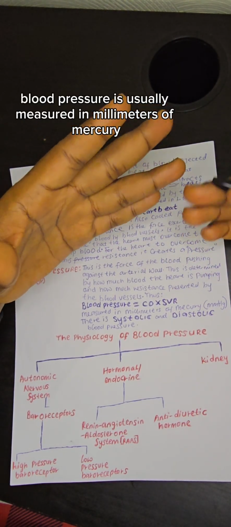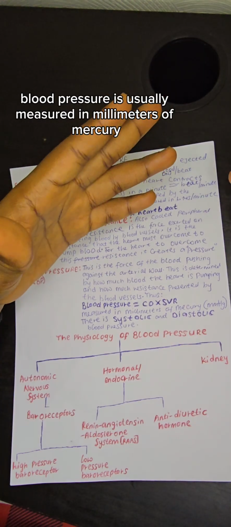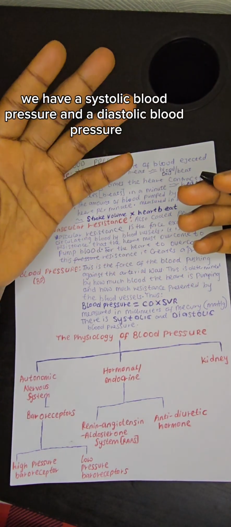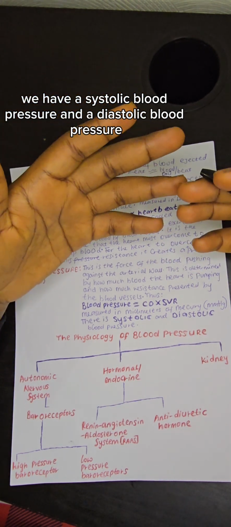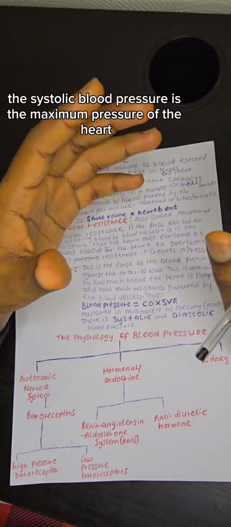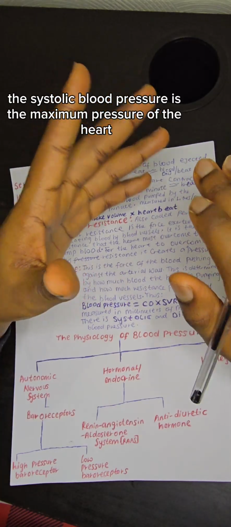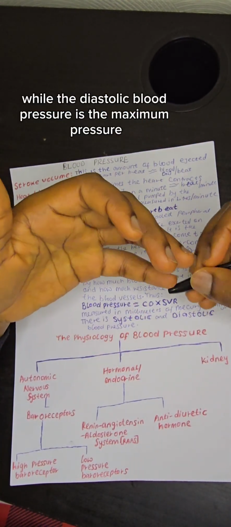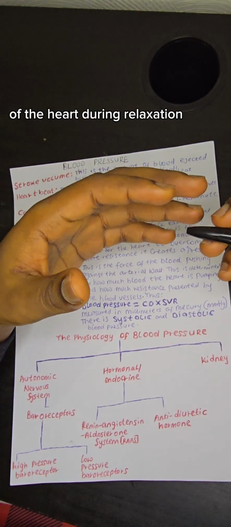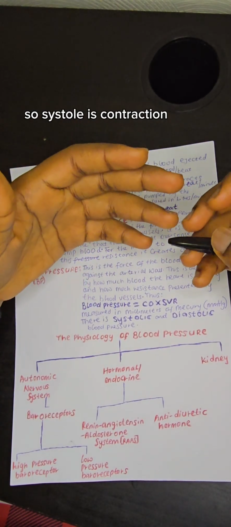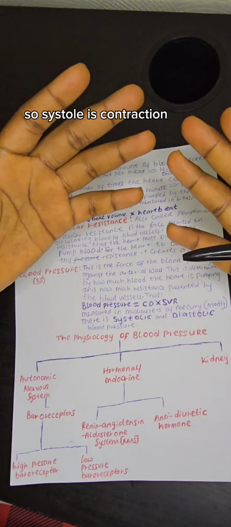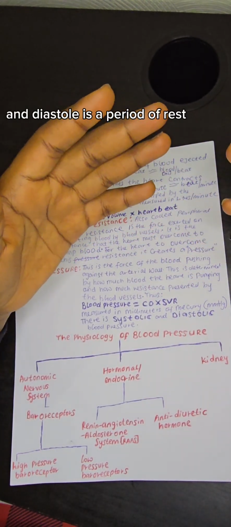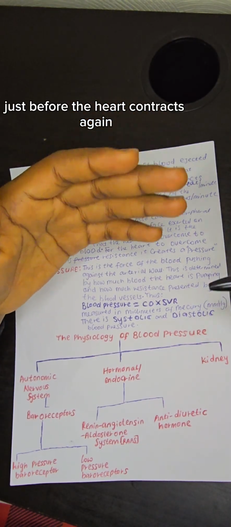Blood pressure is usually measured in millimeters of mercury, and it's measured with a sphygmomanometer. We have a systolic blood pressure and a diastolic blood pressure. The systolic blood pressure is the maximum pressure of the heart during contraction, while the diastolic blood pressure is the minimum pressure of the heart during relaxation. So systole is contraction and diastole is a period of rest just before the heart contracts again.